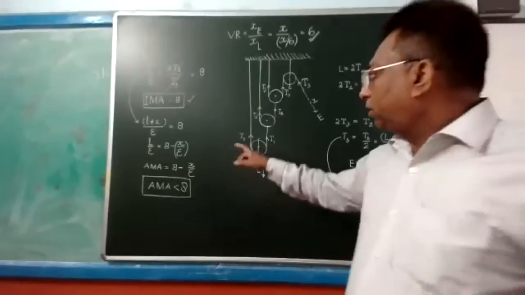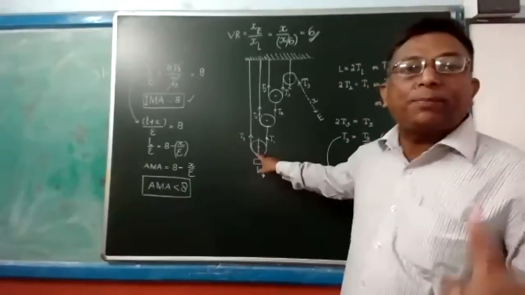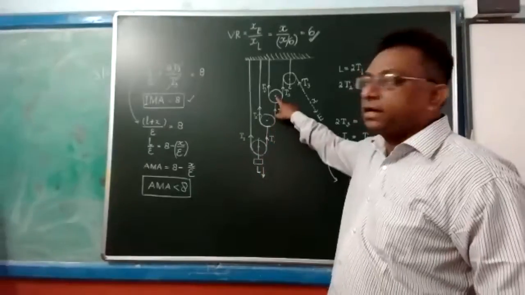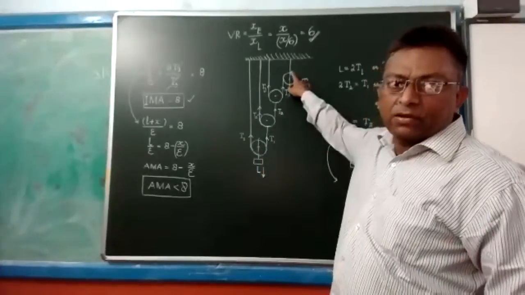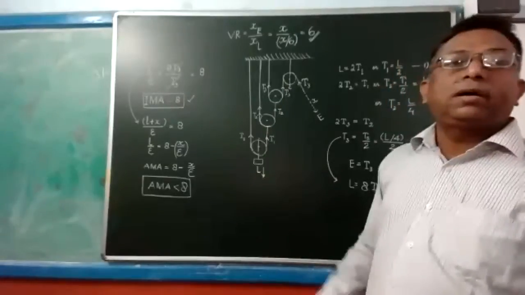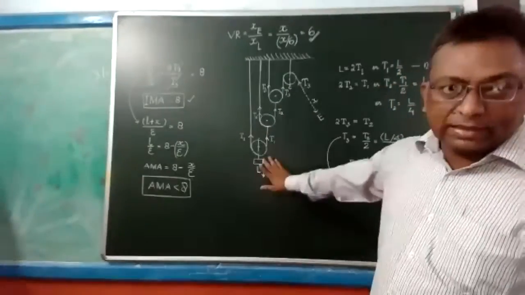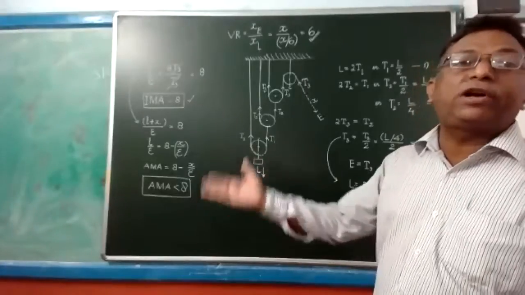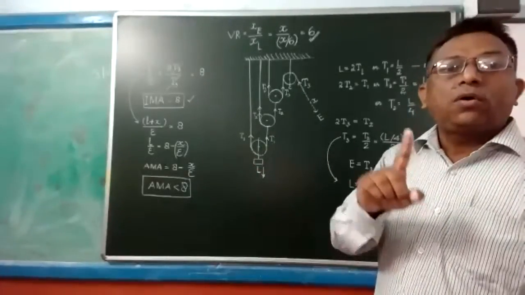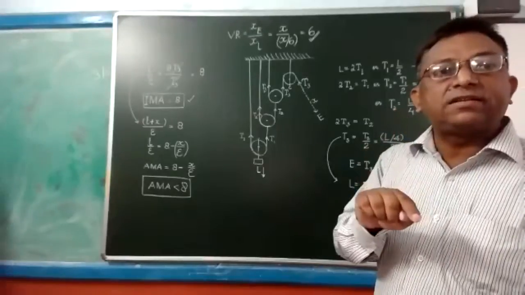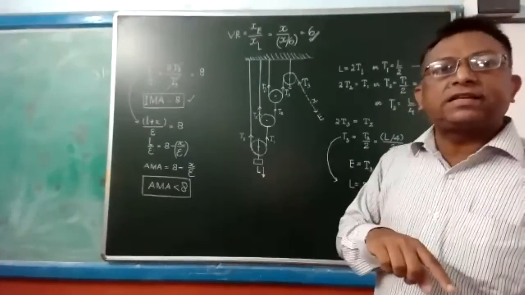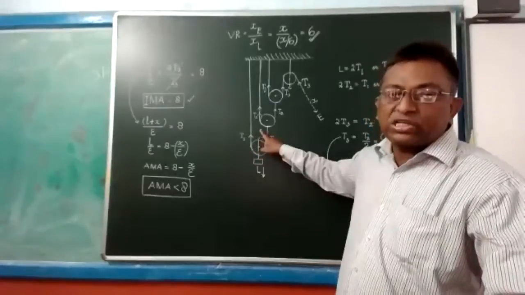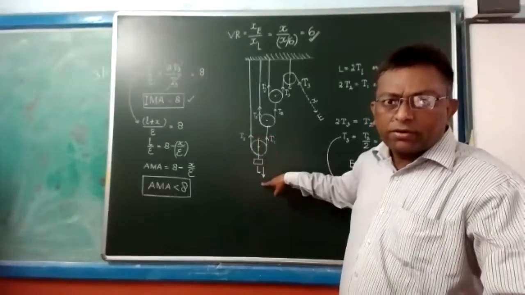Here, how many mobile pulleys are there? 3. First one, second, third. This is the fixed pulley. So in this case, the load gets displaced in the upward direction through x/6 distance, because 6 strands, 6 cords are there which are supporting the load.